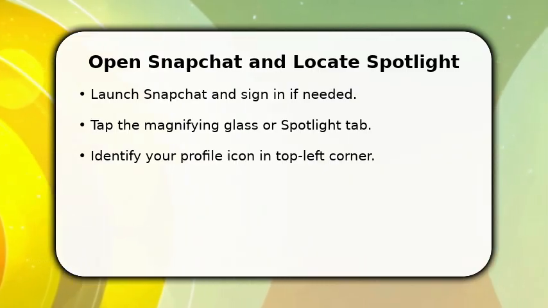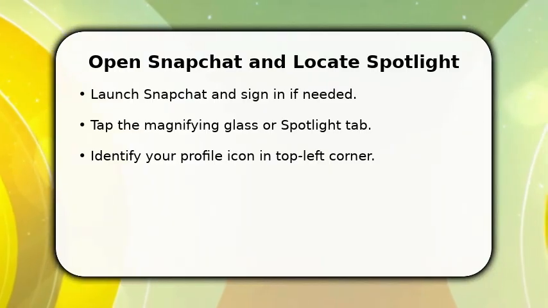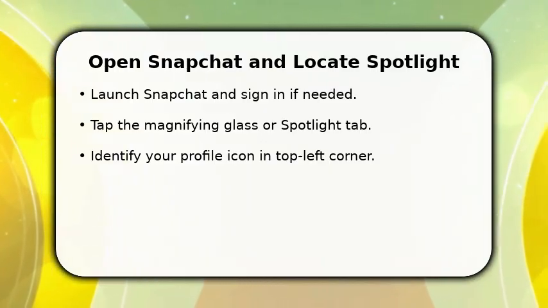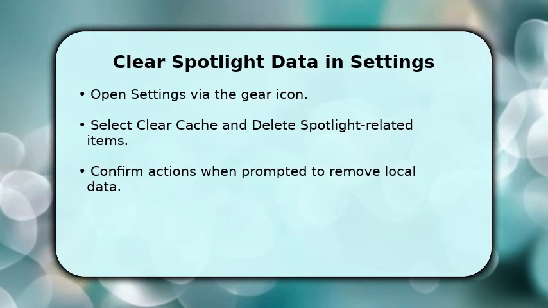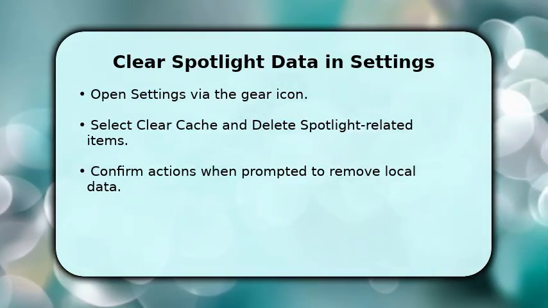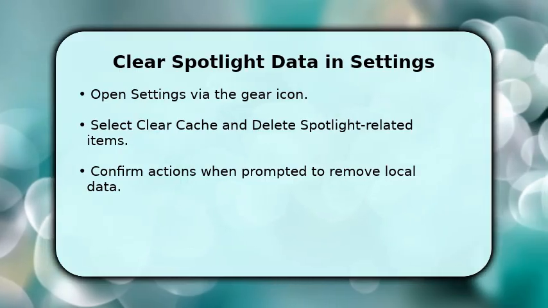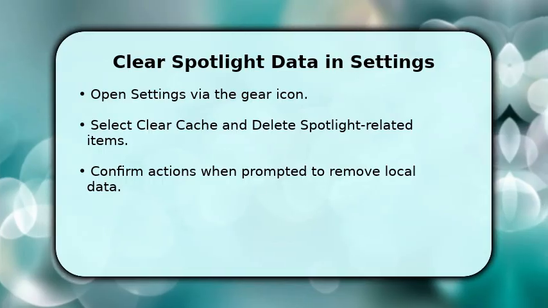You're initiating deletion now, so stay in your profile and get ready to navigate to your settings, where Snapchat stores history and cached media relevant to Spotlight. Next, open Settings by tapping the gear icon on your profile. You should find Clear Cache. Tap it, and then expand the options to remove cached Spotlight media and temporary files.